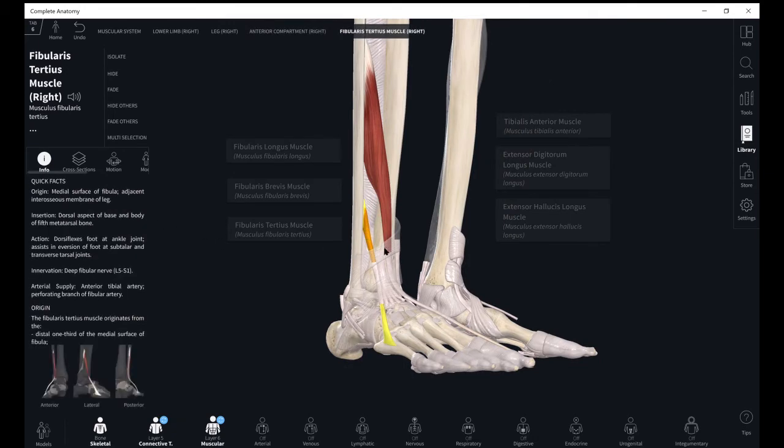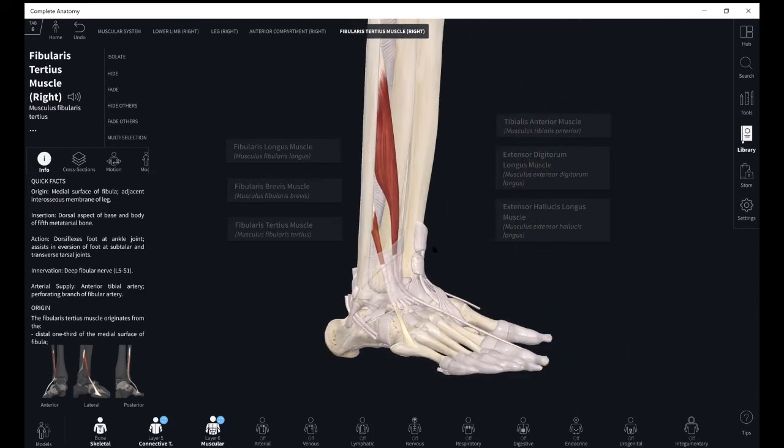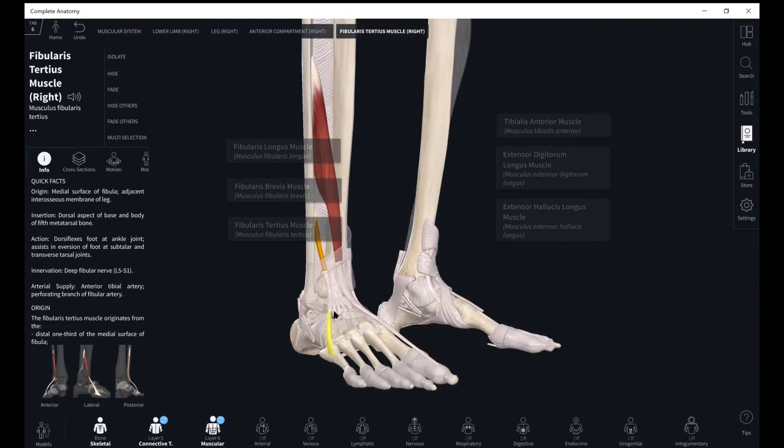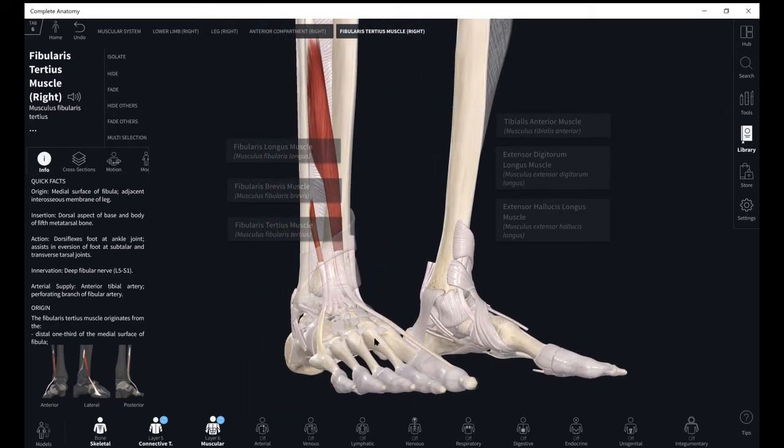Here our origin is the medial surface of the fibula and the adjacent interosseous membrane of the leg. It inserts into the dorsal aspect of the base and body of the fifth metatarsal bone. So Peroneus Longus took a posterior route to insert here, and Tertius inserts more dorsally. Its action: it dorsiflexes the foot at the ankle joint. It assists in eversion of the foot at the subtalar and the transverse tarsal joints, and its innervation is the deep fibular nerve, L5S1.